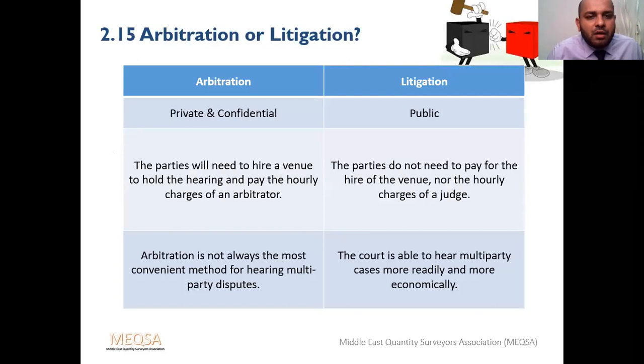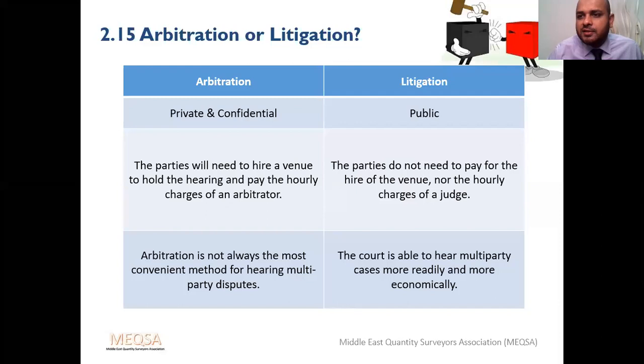Arbitration is private and confidential. There will be a private room. You will be enjoying your arbitration session, but litigation will be in public and everybody is hearing. There will be a procedure to follow. Timing will be strict. The party will need to hire a venue, the hotel or somewhere, and hold the hearing, and the party will be heavily charged for the arbitrator. You should pay the arbitrator.